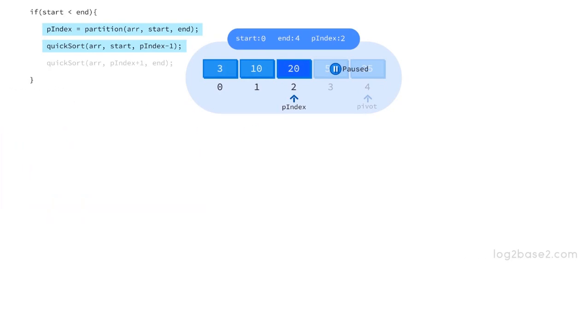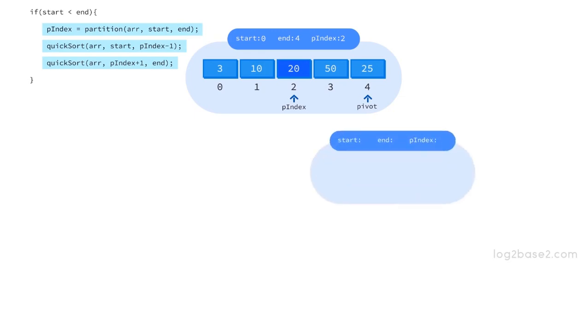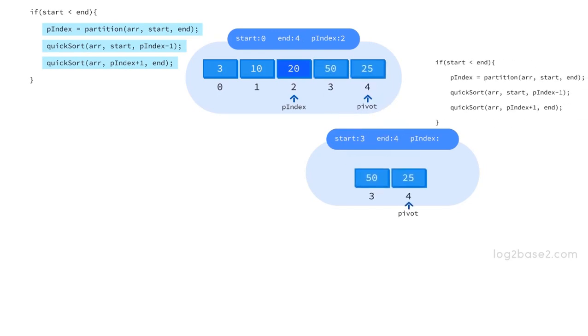Here, the first recursive call has finished its task. So now the second recursive call starts its execution. So quicksort of ARR, p index plus 1, end will be executed now. And here, start is equal to p index plus 1 and p index equal to 2. So start equal to 2 plus 1, that is 3, and end is equal to 4. And the last element 25 at index 4 will be taken as the pivot element.